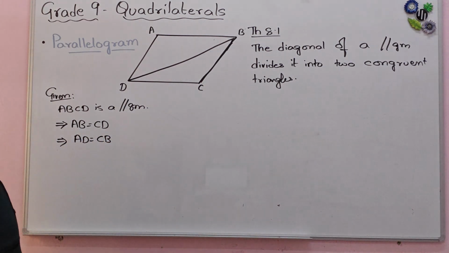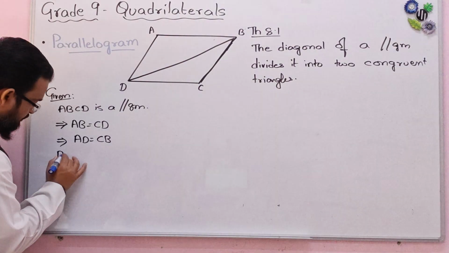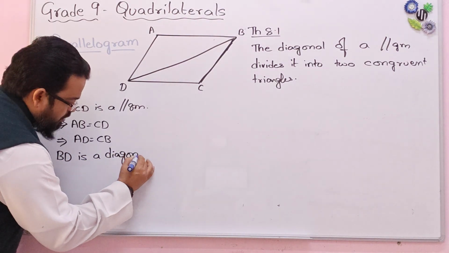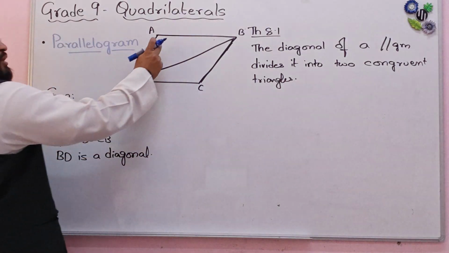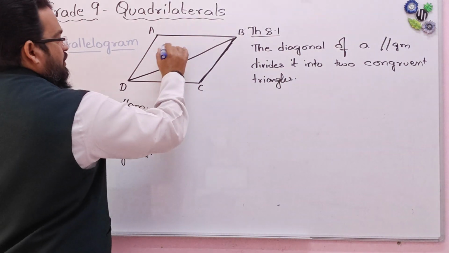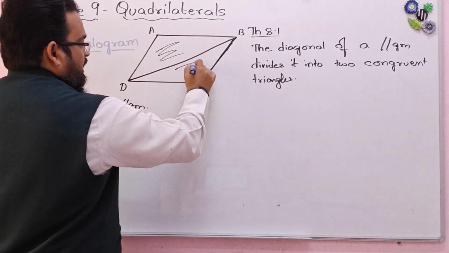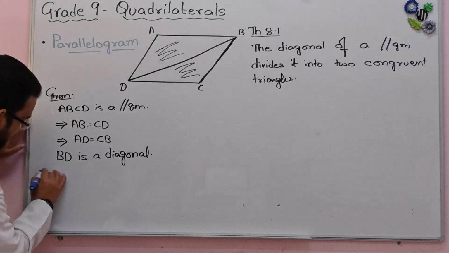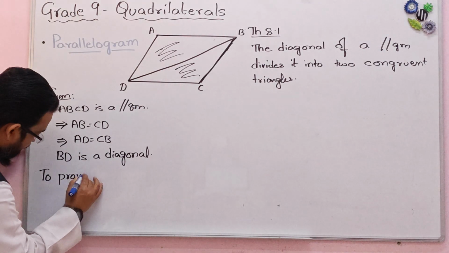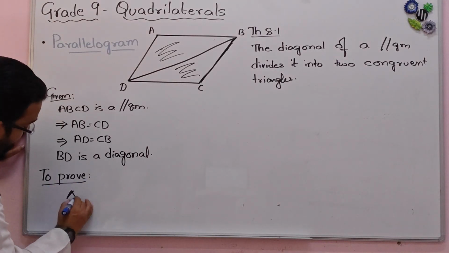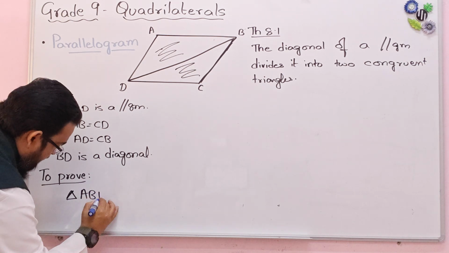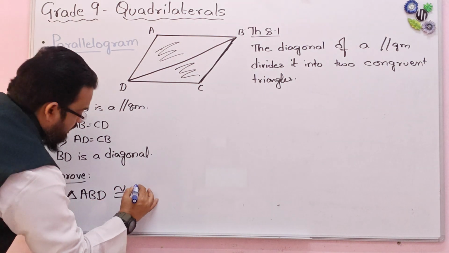And what has been given? BD is a diagonal, and when you have drawn a diagonal, what happened to this parallelogram? It is divided into two triangles. This is the first triangle and this is the second triangle, and we have to prove that these two triangles are congruent. So the next step is to prove triangle ABD is congruent to triangle.